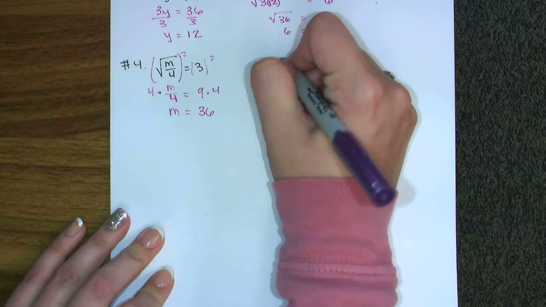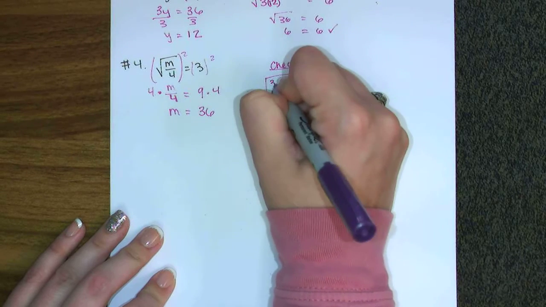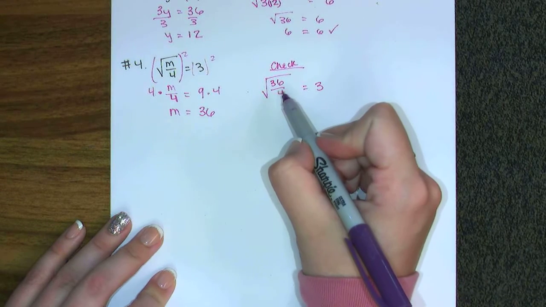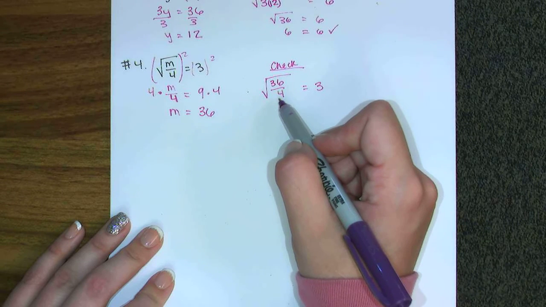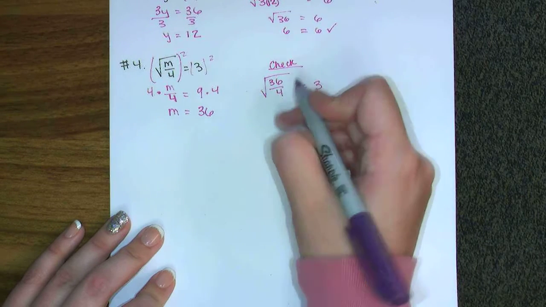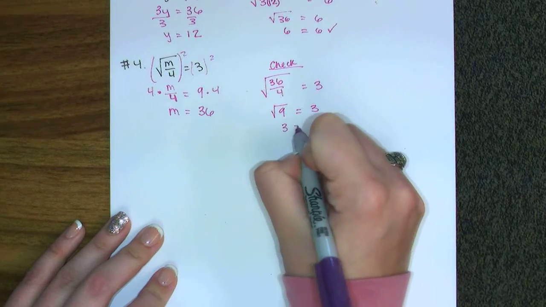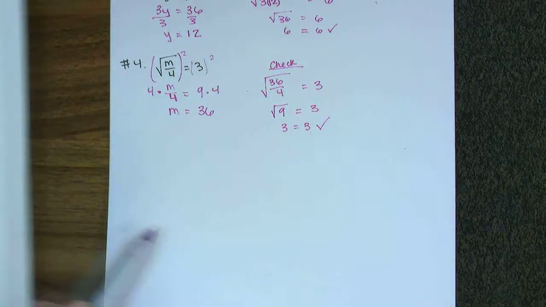So now I need to check. The square root of 36 over 4 is equal to 3. So now I have options. I could either split this into 2 separate radicals, or my other option is just do 36 divided by 4 is 9. So that's the square root of 9 is equal to 3. Square root of 9 is 3 is equal to 3. So we're good. So I'm looking for m is equal to 36.